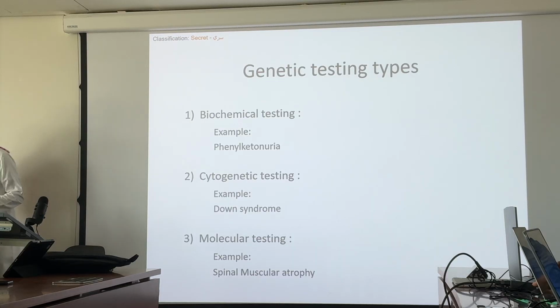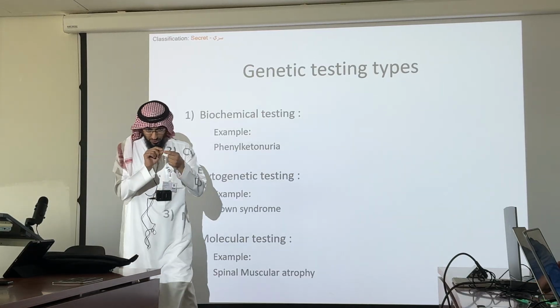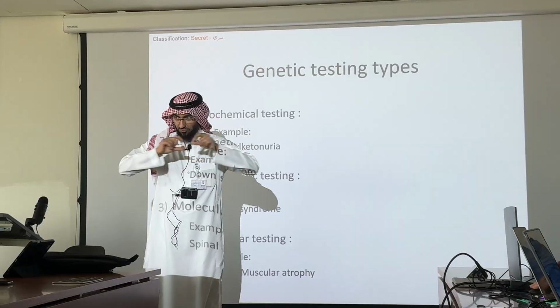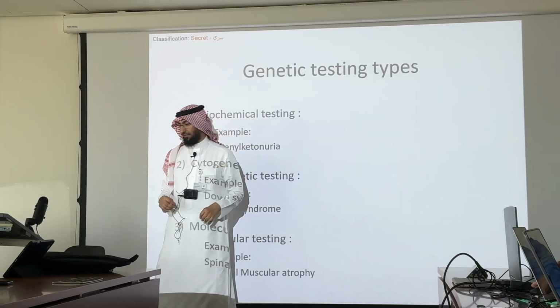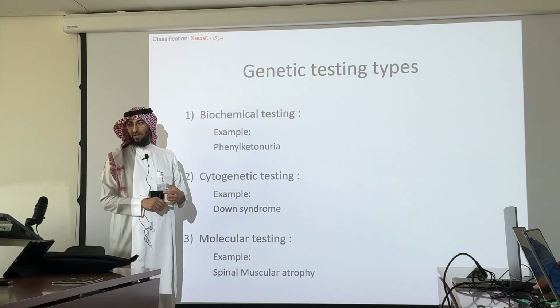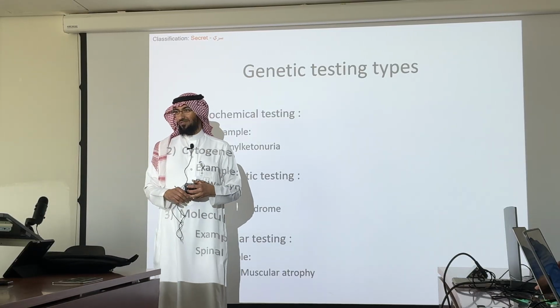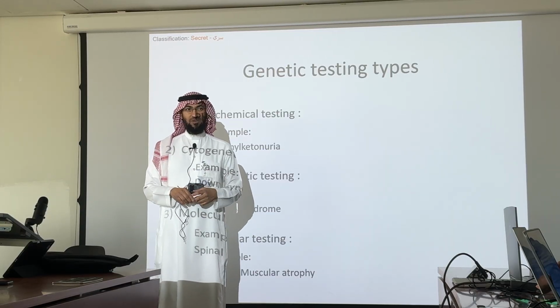The third is molecular testing, where you are talking about the level of genes now. You test on the level of genes, either directly or indirectly. An example is spinal muscular atrophy. Do you know spinal muscular atrophy? Have you been through it? Type spinal muscular atrophy on Google and see, sad stories.